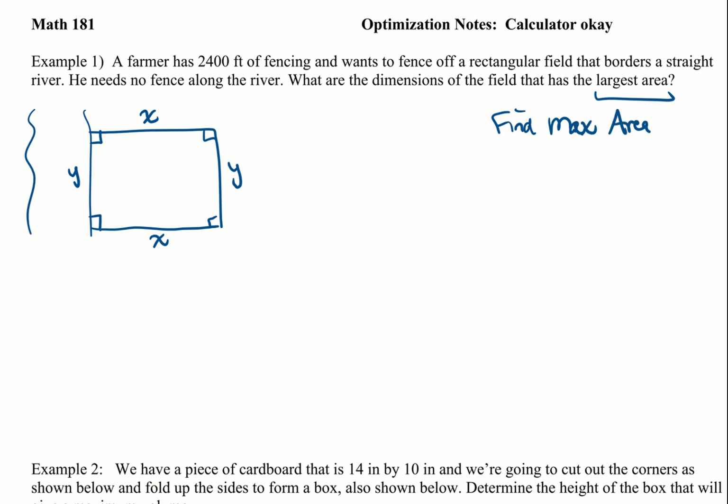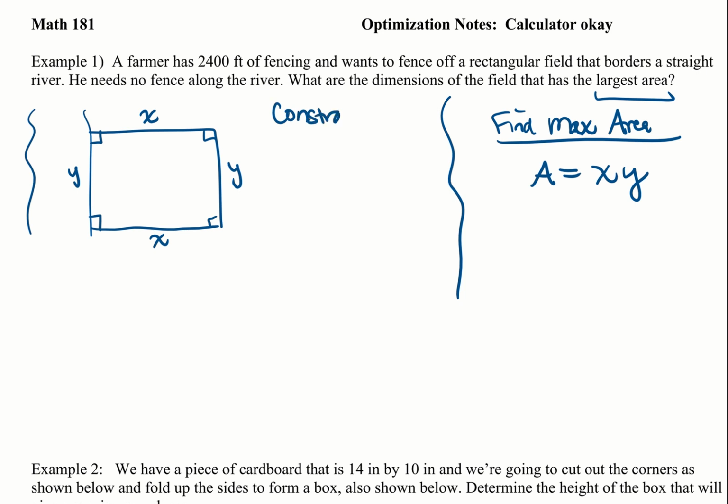And so one of the formulas I will need to use is the area of a rectangle, which is base times height, or x times y. However, we also have what we call a constraint. We have a limited amount of fencing that we can use. So this puts a restriction upon how big we can make this field.